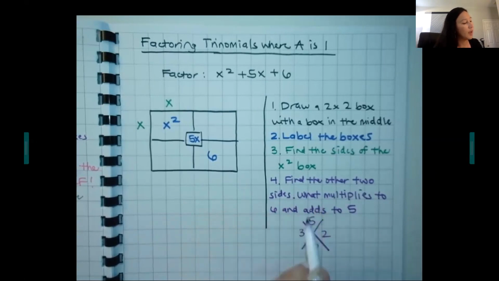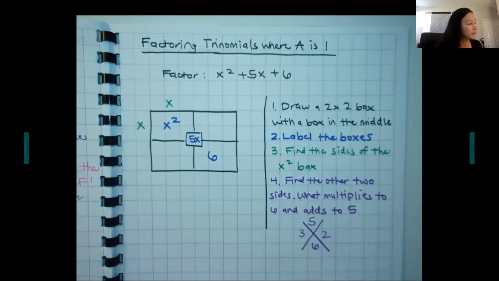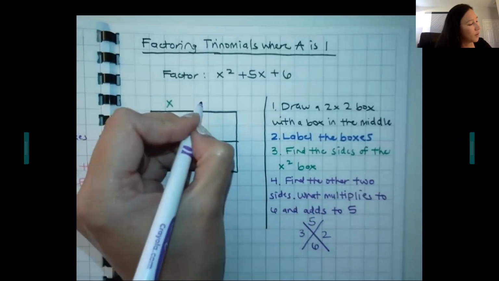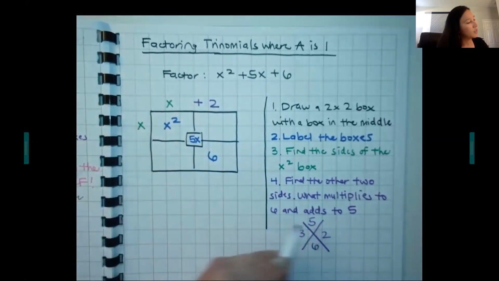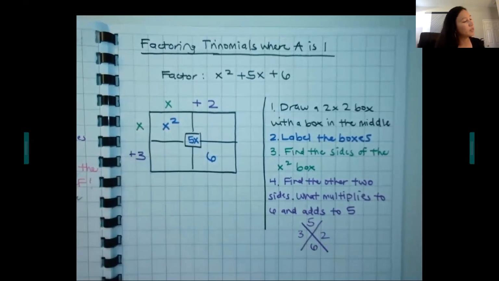So 3 and 2, right? Because if we do 3 plus 2, that gives us 5. If we do 3 times 2, that gives us 6. So then we know one is plus 2, and we know that one is plus 3. It doesn't matter where they go.